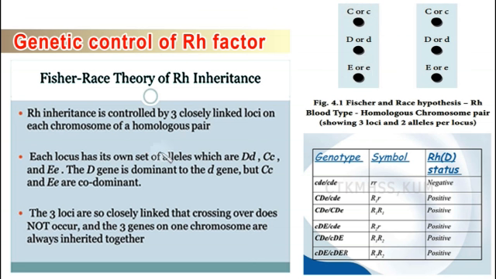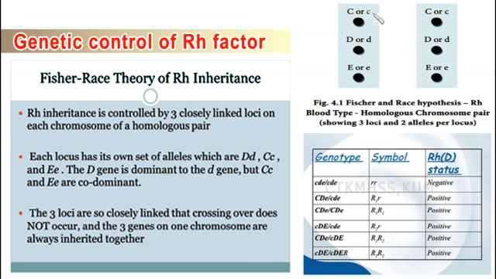Each locus has its own set of alleles, which are capital D, small d, capital C, small c and capital E, small e. So, either of these can be present. In this homologous pair, if you see, capital C or capital C small c can be present. So it can be present in any condition. Each locus has its own set of alleles. The D gene is dominant to the small d gene, but capital C, small c and capital E, small e are codominant, like how we have seen in the blood group. So here capital D is dominant over small d, whereas small c, capital C and small e, capital E are codominant.